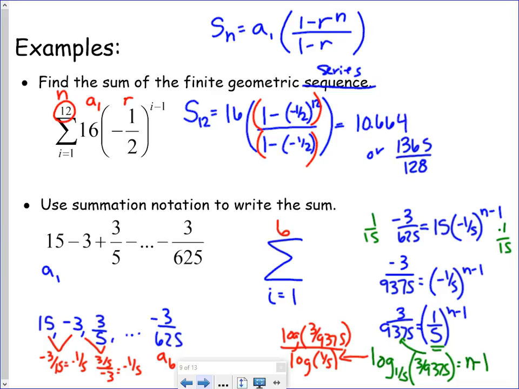So I'm kind of going all over here, but I'll take this back up here. That log evaluates to be 5. 5 is equal to n minus 1. Add 1 to both sides, and sure enough, n is equal to 6.